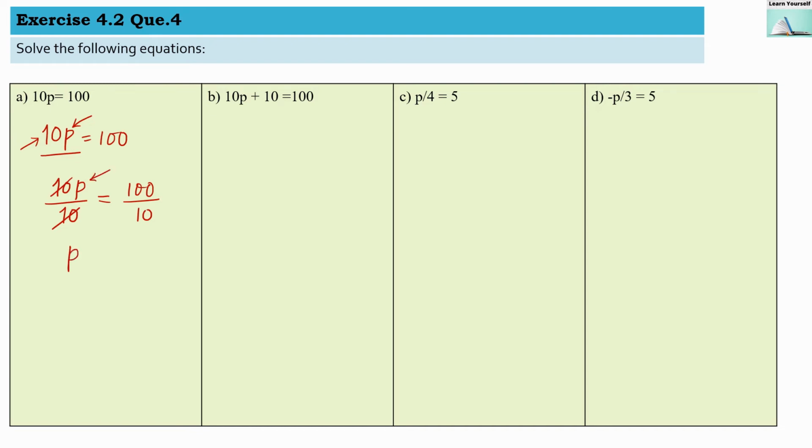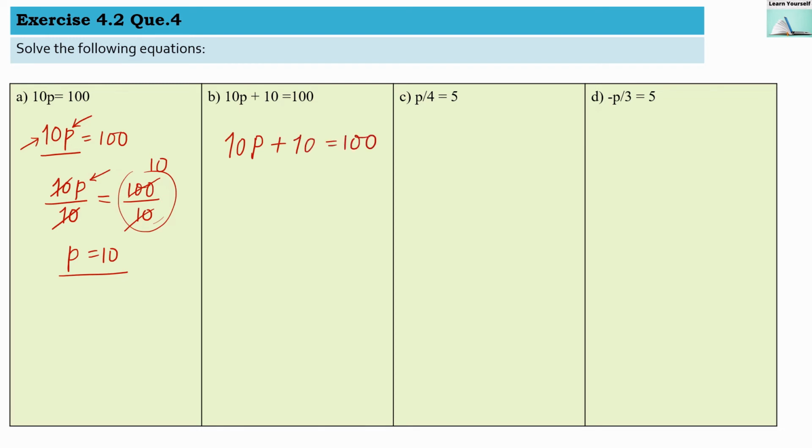So p equals, now we have to simplify this. 10 tens are 100. So p equals 10 is the answer. And this is the way we have to solve all the equations. Our next equation is 10p plus 10 equals 100.